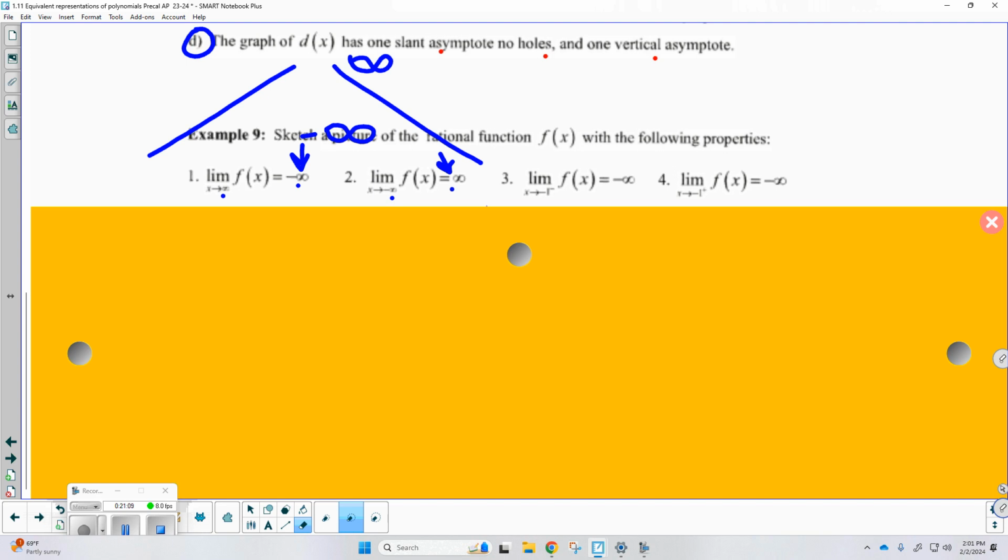And remember, odds are yours is not going to look like mine, because while it drops to the right, maybe you're going to make it extremely steep. Maybe you'll go ahead and make it almost horizontal. And then you also have to decide where it is going to cross the y-axis. So you have a lot of freedom in that slant asymptote. Vertical asymptote, everybody should have it in the exact same place.